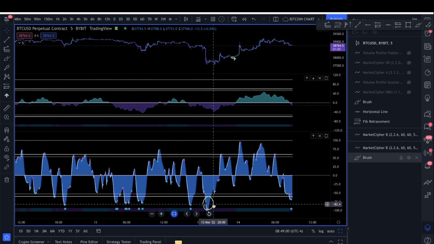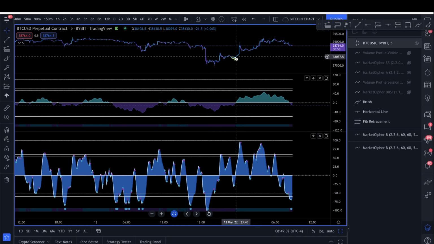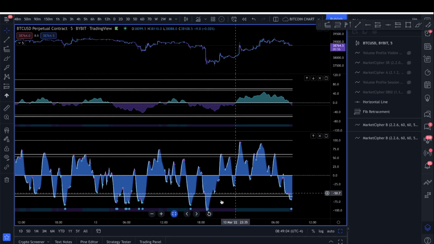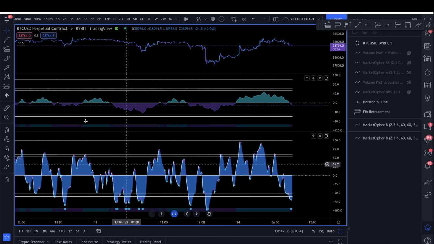Now, let me just clarify a few things before we go on. People often ask, is it okay to skip waves? Yes, it's okay to skip waves.